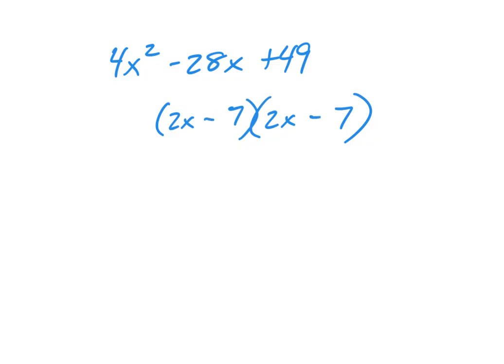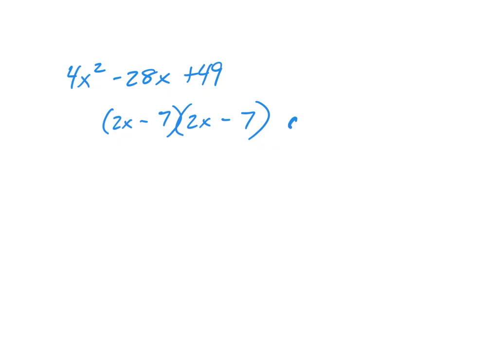Okay. Does it work? Well, 2x times 2x, we already know that works. Negative 7 times negative 7 is 49. But then let's try the middle term. 2x times negative 7, negative 14, right? Negative 7 times 2x is negative 14. Negative 14 and negative 14 makes negative 28, okay? And this is one of those where we could leave it like this, or we could write it like that.